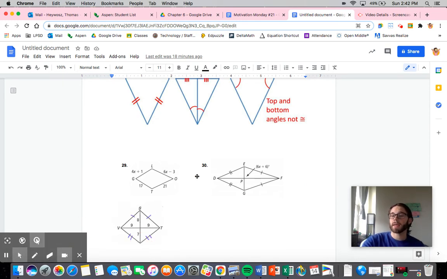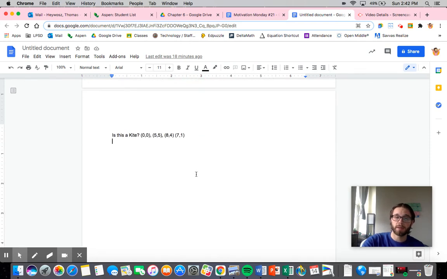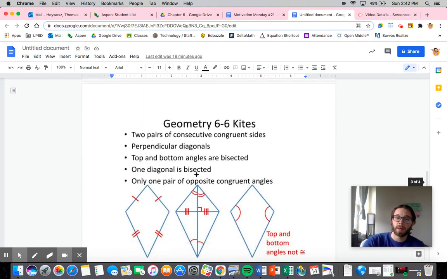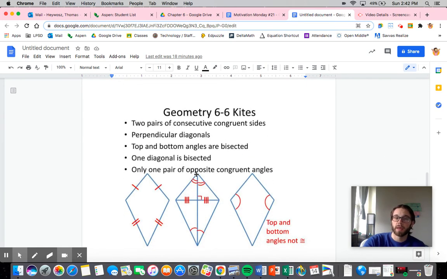Now, the last thing I want to go over is we need to talk a little bit about how to find if something is a kite using coordinates. All right, so let's go back up to the top. What do we know about kites? Well, we know a number of things. We know they have pairs of consecutive congruent sides. So we would need to use the distance formula for that.